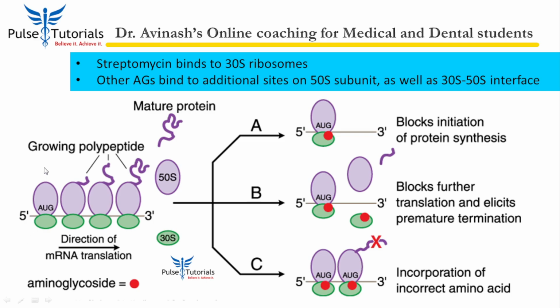Now, the question in your mind would be, how is it that tetracycline and chloramphenicol are also acting on protein synthesis and they are static? And aminoglycosides, on the other hand, they are bactericidal. Aminoglycosides are bactericidal.